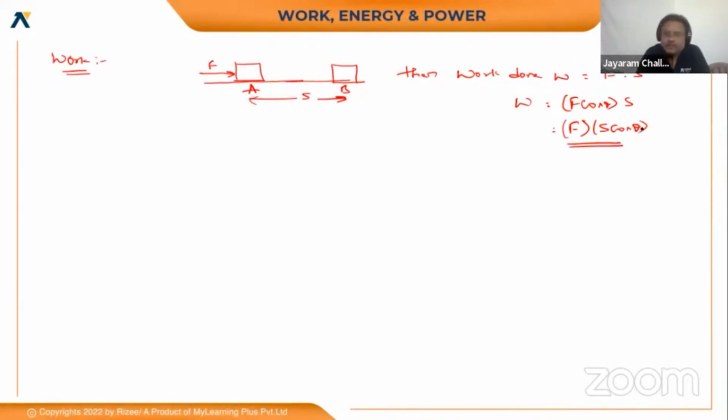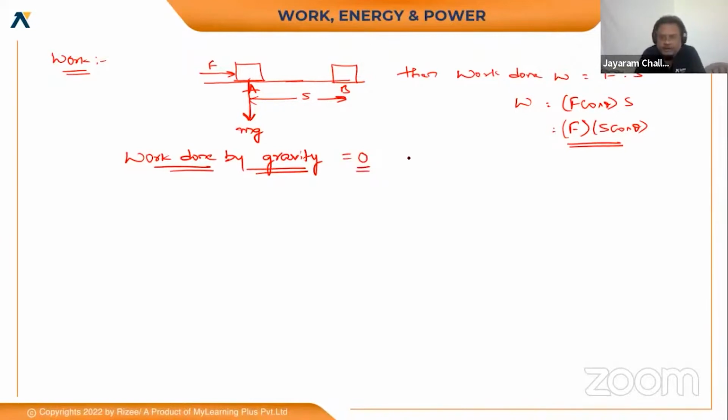In the same example, mg is also a force acting in the downward direction. Now, what is the work done by gravity here? Can anyone answer this? Work done by gravity is how much? mg is acting downward. Is mg causing any displacement of the body in moving from A to B? No. So work done by gravity is equal to 0.